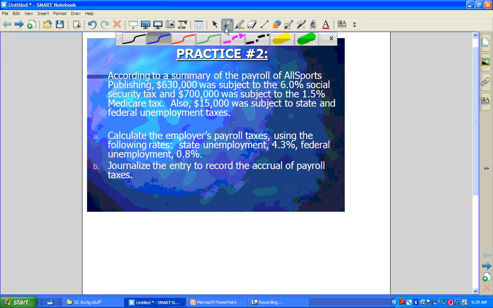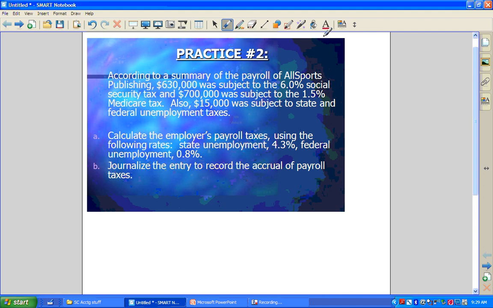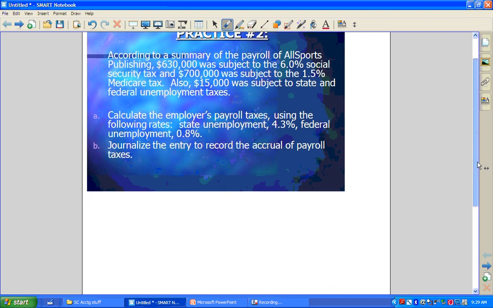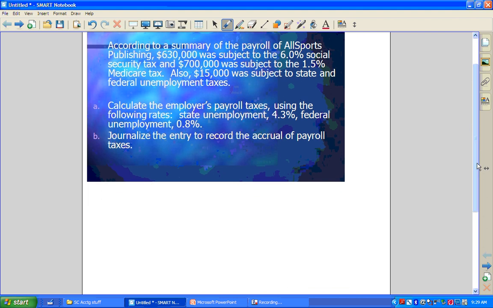Okay, now let's take a look at practice problem number 2 here. Okay, so this one is different, right? The first practice problem was basically what the employee sees on his or her paycheck. This one covers the journal entry that businesses have to make for payroll taxes that many employees are not even aware of. Okay, so this is where the state unemployment taxes, where the federal unemployment tax comes into play here.